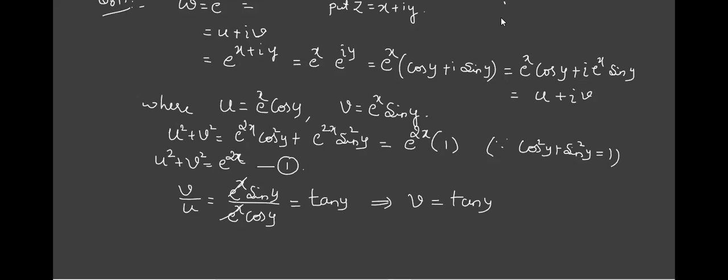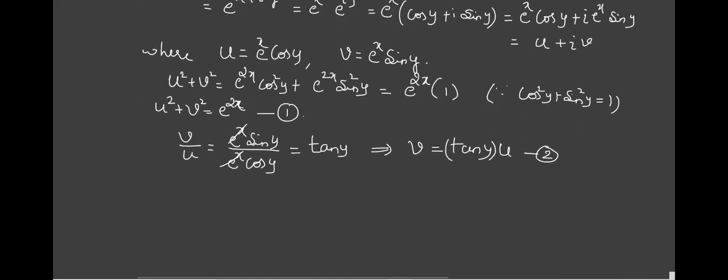So v by u equals tan y. I'll take this u to this side, so it comes in the numerator as a multiplied term. I'll call this equation 2. So equations 1 and 2 give x and y in terms of only u and v, not containing y and x. If possible, do it. If not possible, we have to apply some other concept.